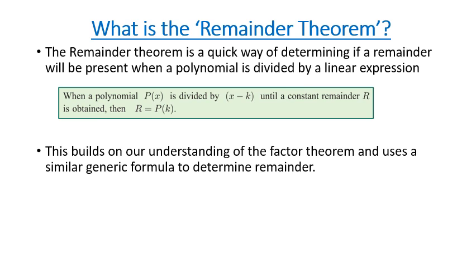And this builds on our understanding of the factor theorem that we've looked at and uses a similar generic formula to determine the remainder. So again, we've got our polynomial p of x, and then we've got our divisor, or our linear expression of x take k. In this particular case, if we substitute our k value into our polynomial, then our remainder will be our answer.